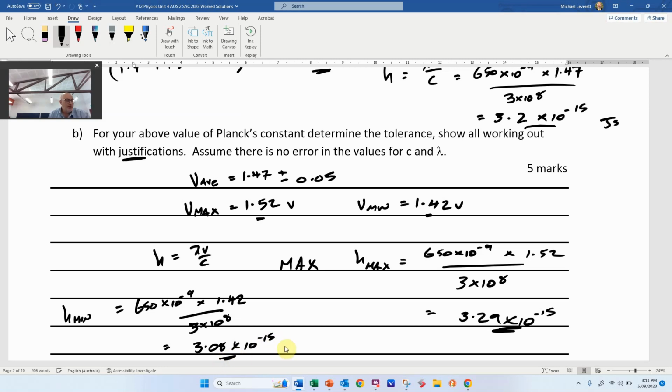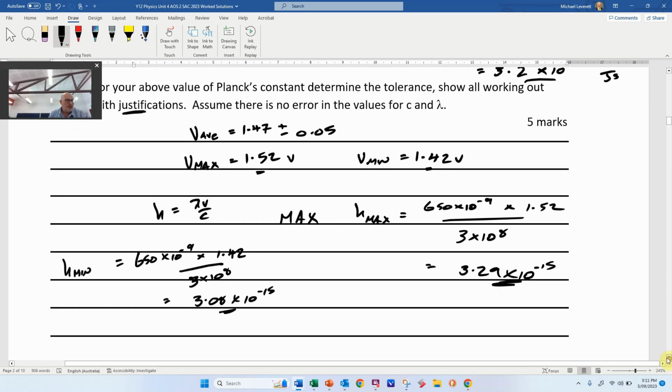So there's your range. And then from there, to write that appropriately, H equals 3.19, because that's the midpoint between the two, plus or minus 0.1, which can become 3.2 plus or minus 0.1. Once again, you can word your justification about, well, if we've rounded that up from 3.19 to 3.2, we can make that larger.